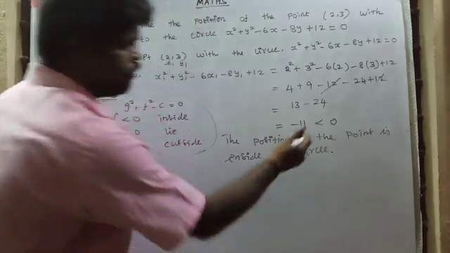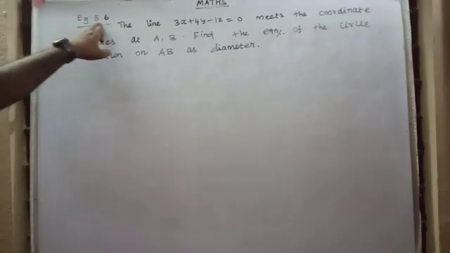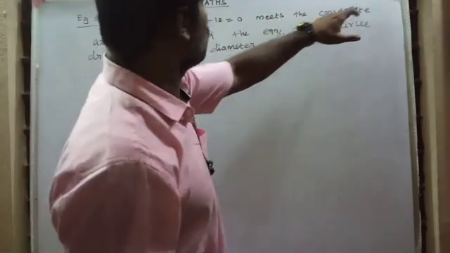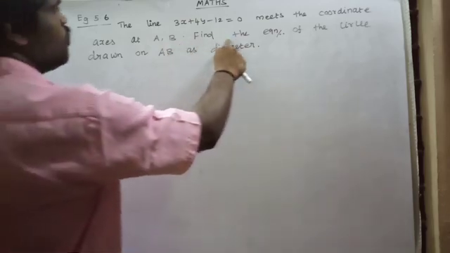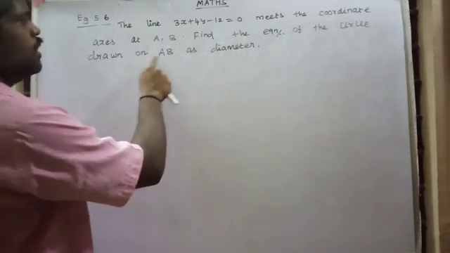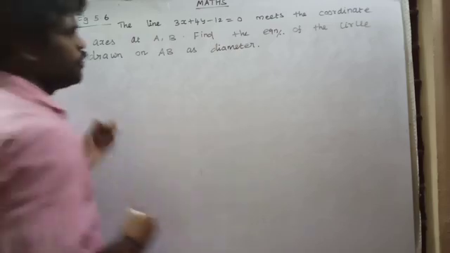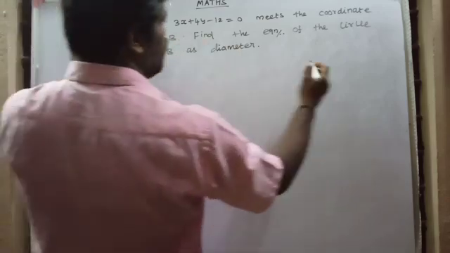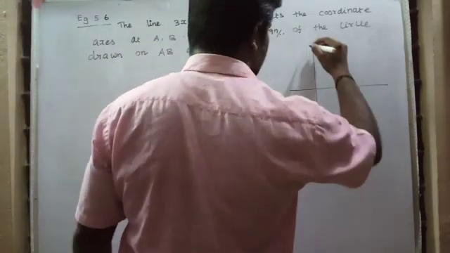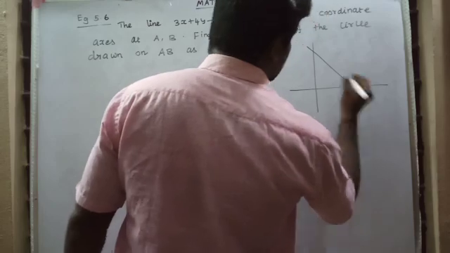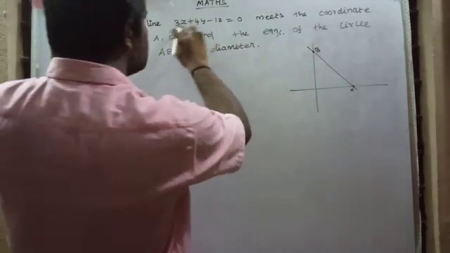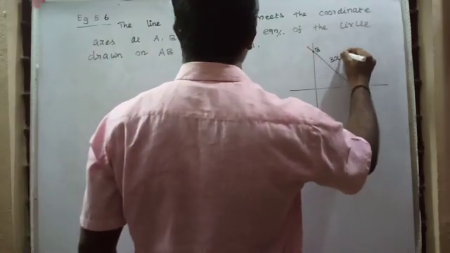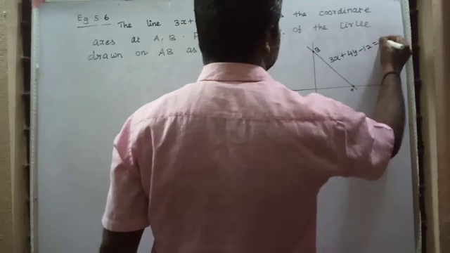So this is example 5.6. The line 3x plus 4y minus 12 equal to 0 meets the coordinate axis at A, B. Find the equation of the circle drawn on AB as a diameter. Right? First of all, we have to find where the line meets the coordinate axis at A, B. Draw the diagram. This is A and this is B. This is the line 3x plus 4y minus 12 equal to 0.